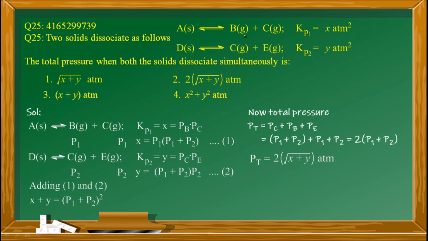What is the equation they have given? Yes, this is say P1. So C is common in both the equations. If both A and D dissociate, A plus D gives B plus 2C plus E. This is the way we can write it, and just substitute the values. What are you going to get? Yes, friends, option number 2, under root X plus Y atmosphere, is the correct option, friends.